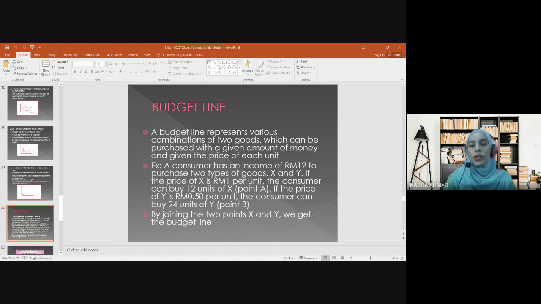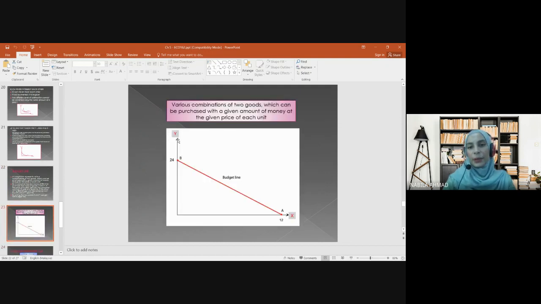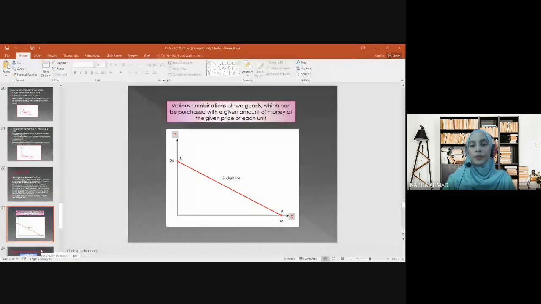Okay, so by joining these 2 points together, we get the budget line. So ini budget line. Nampak? So this is good Y, this is good X. Tadi dengan RM12 pendapatan, harga X adalah RM1 setiap satu unit. So dengan RM12 income, kita boleh beli 12 unit of X. Okay, so tadi harga Y 50 sen, dengan RM12 income kita boleh beli 24 Y. Ini yang dimasukkan dengan budget line.